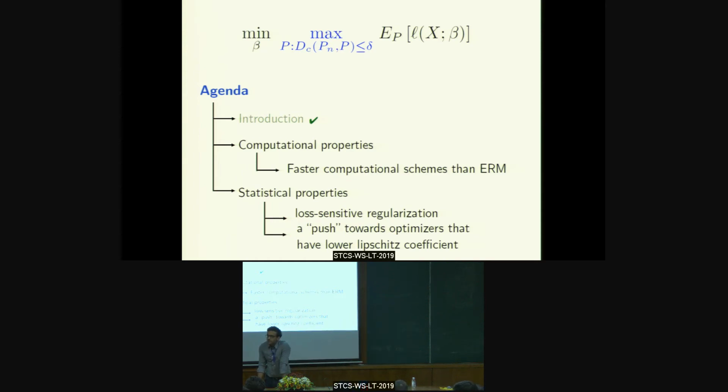No, I'll just be reverting back to ERM. When I say I get something better, I mean putting delta greater than 0. Delta equal to 0 is going to be ERM, because the only distribution in the ball is going to be just P_N.